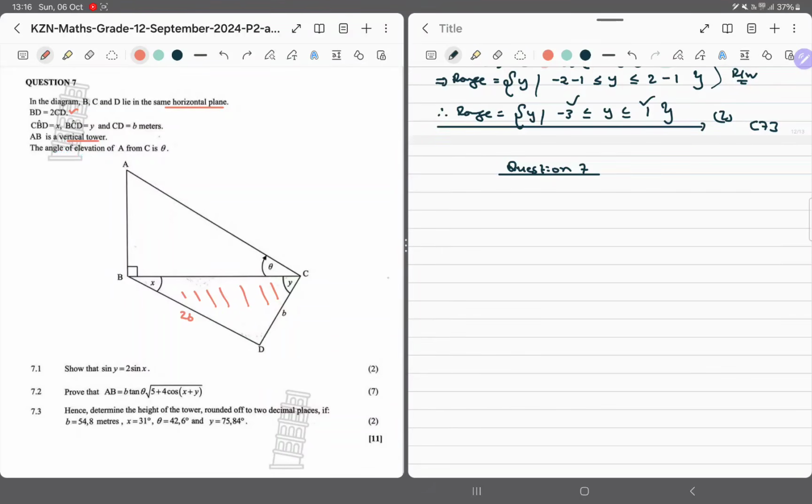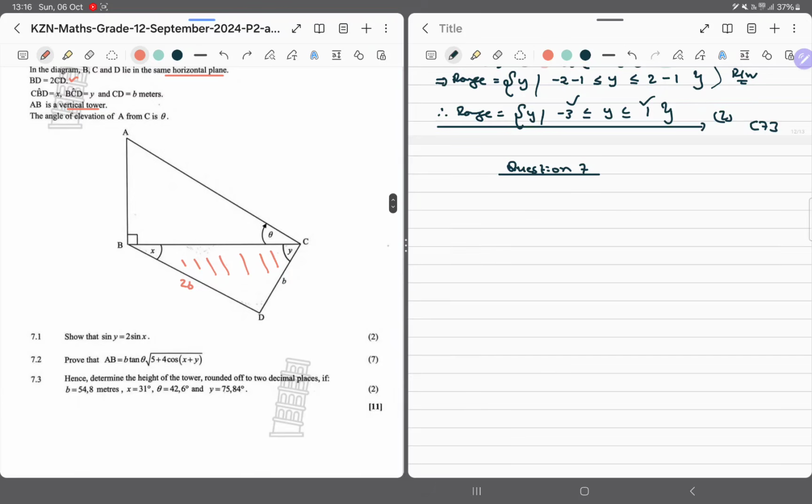Now the angle of elevation of A from C is theta. Elevation is from horizontal up. So everything is there. Remember, if none of what is shown here was indicated, you indicate it to make it easy to solve. Now let's move on.